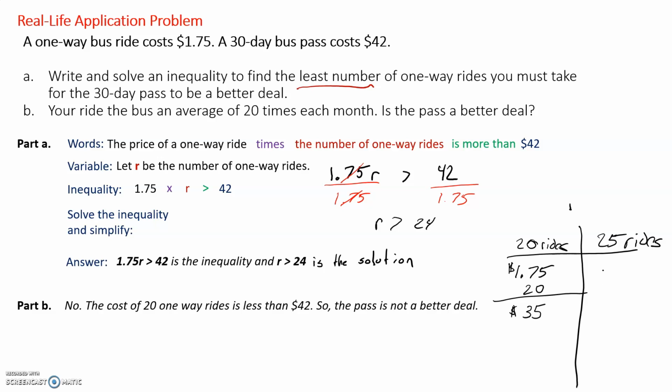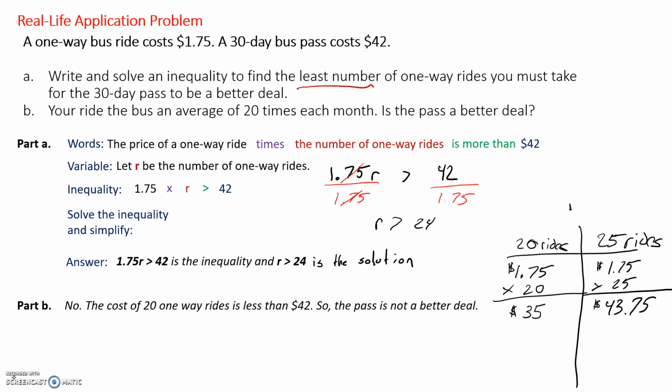If I ride 25 times, it's $1.75 per ride, so multiplying 1.75 by 25 comes out to $43.75, which is more than that $42, and that's what this is showing. As long as I ride less than 24 times, it's a better deal to just pay per ride instead of buying the pass.